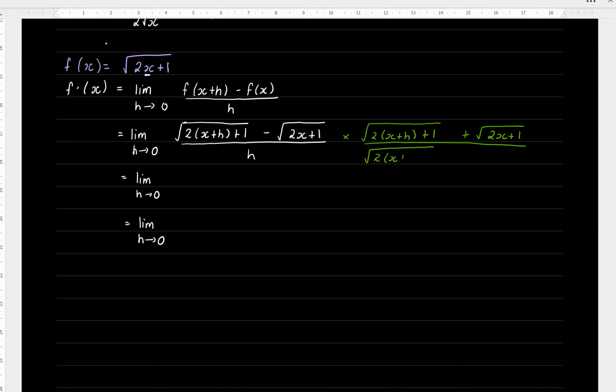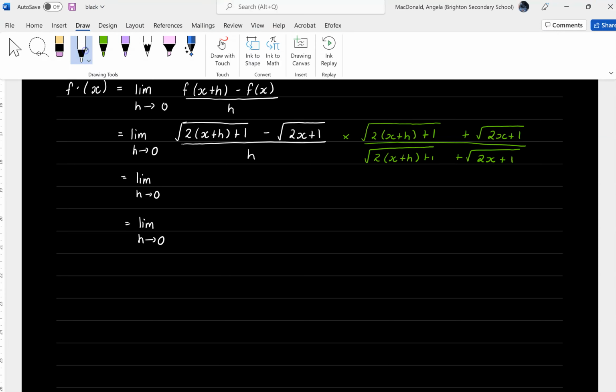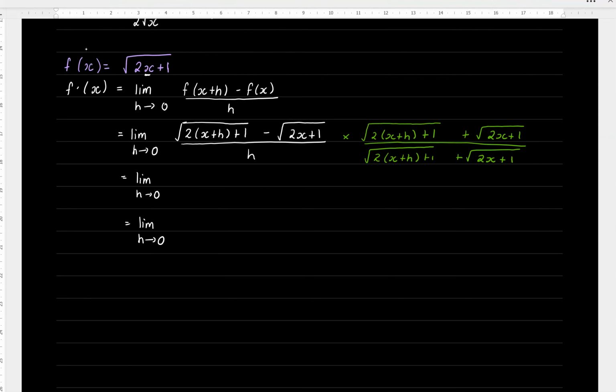I'm not even bothering to expand the brackets here because I know what's going to happen: I'm eventually going to just replace that h with 0. That's the whole plan of this. So here we go. When I multiply this square root by this square root, the roots disappear. So I'm left with 2x plus h plus 1. And then you multiply that by that, but of course that cancels out with the one underneath. That's the whole point of what we're doing.